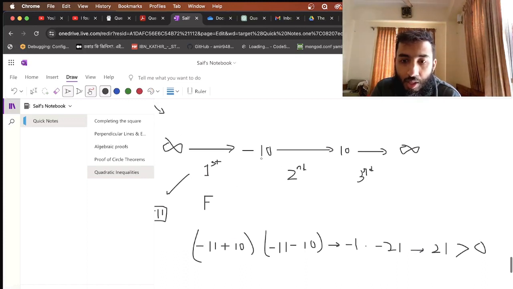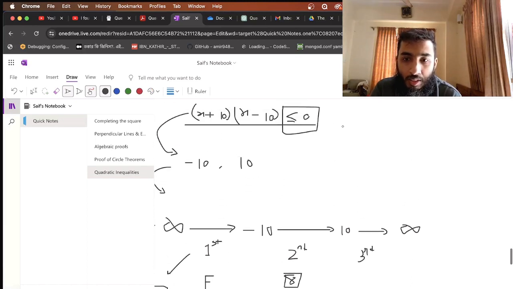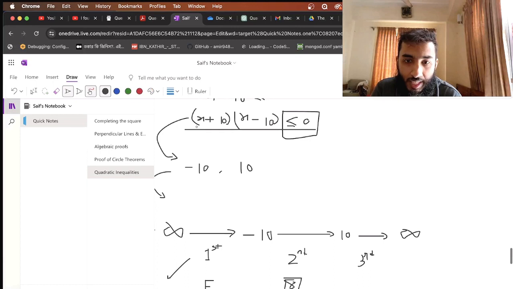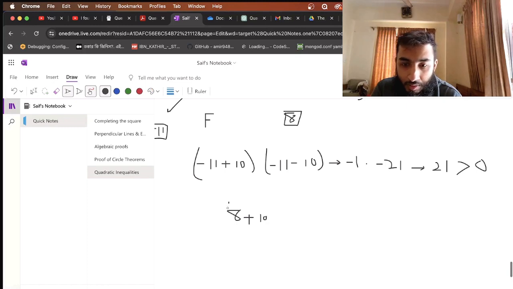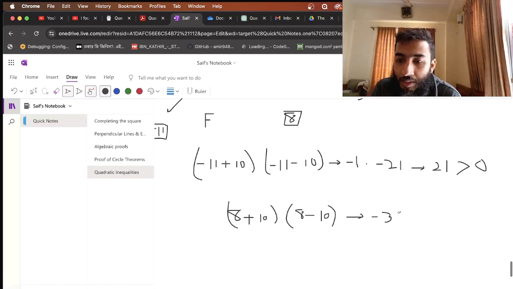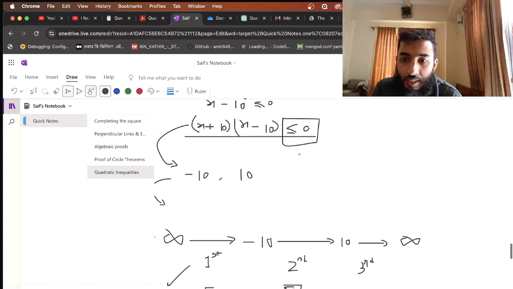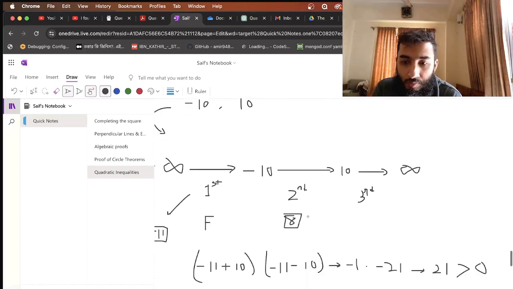So let's look at the second interval. What is between minus 10 and 10? Let's say 8. Let's use this reference value in the inequality. So if you use 8 plus 10 and 8 minus 10, 8 plus 10 is 18 and 8 minus 10 is minus 2. So the multiplication is 18 multiplied by minus 2, which is minus 36. Now this is less than 0. So it does satisfy the condition, which is less than or equal to 0. So this is true. The second interval is a true condition.